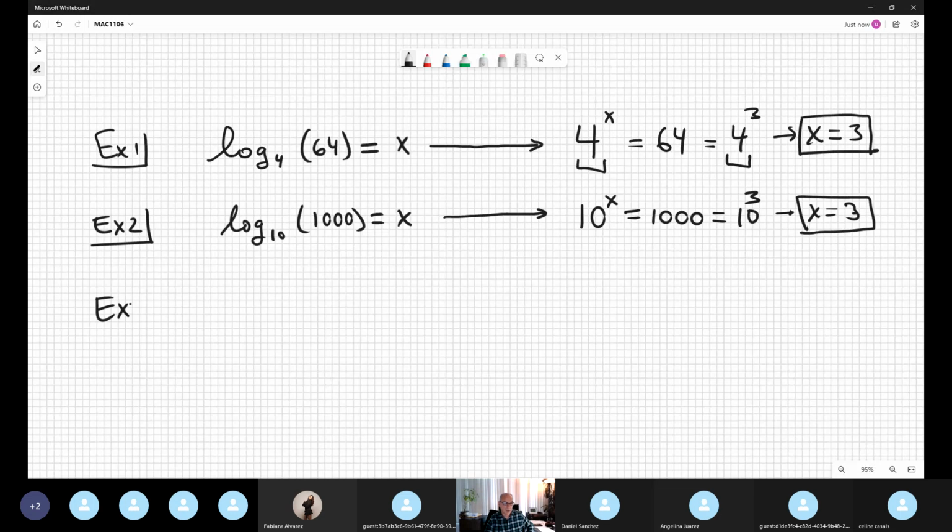Let me continue with base 10. It's easy and intuitive to understand. Logarithm base 10 of 100. What do you think about that? What is the answer of this? Without doing anything, using intuition.